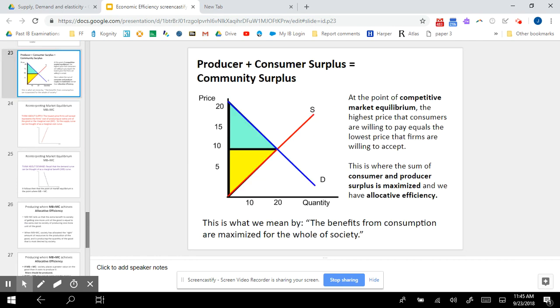Now, if we add together the producer and consumer surplus, it's known as the community surplus. And at the point of competitive market equilibrium, the highest price that consumers are willing to pay equals the lowest price that firms are willing to accept. This is where the sum of consumer and producer surplus is maximized, and we have what we call allocative efficiency. This is what we mean by the benefits from consumption are maximized for the whole of society.